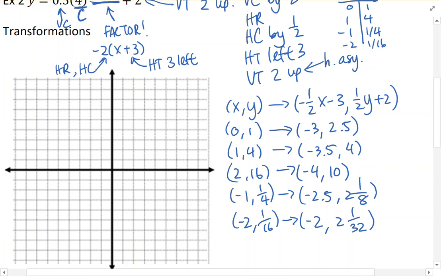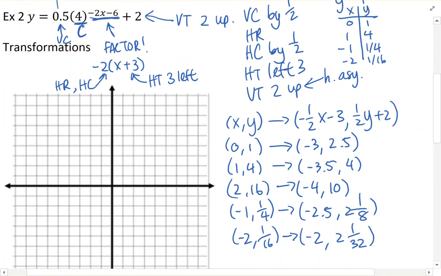So now we can plot those points in. We already know our horizontal asymptote is at 2, so we can draw a straight line across there to make sure we don't cross it, because remember, you can't cross the asymptote. And now we're just going to plot the other points. We have (negative 3, 2.5), (negative 3.5, 4), and (negative 4, 10).